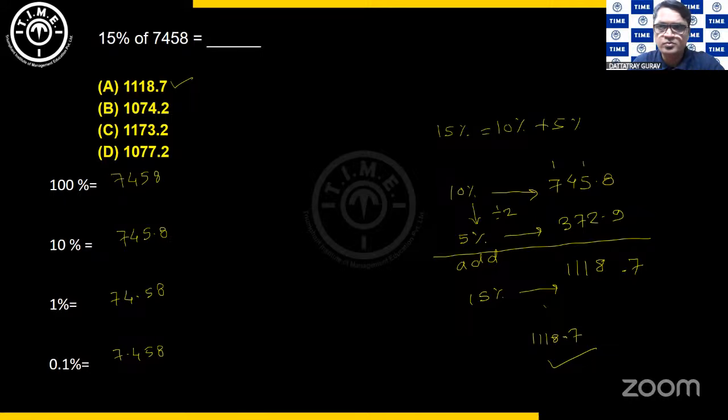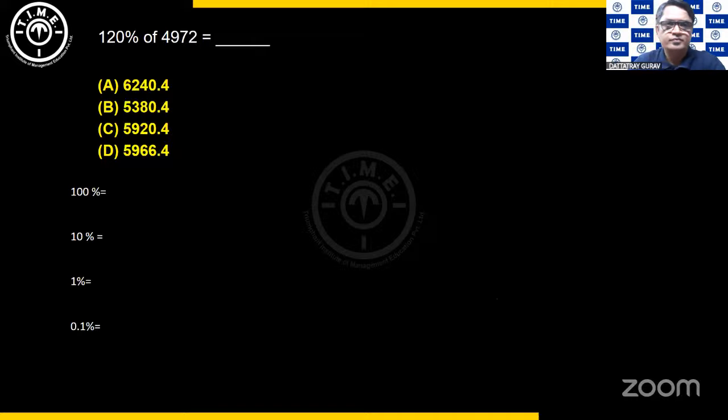Let's work on the next one now. So this is 120% of 4972. In this case, what is 100% equal to? It is 4972. What will 10% be? 497.2. What will 1% be? It is 49.72. What will 0.1% be? 4.972.